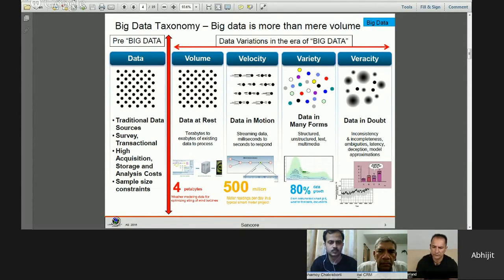This is an easy way to understand the 4 V's: the volume, velocity, variety, and veracity of what's happening with big data. A lot of people talk about the 4 V's. So if you come across this particular term, you realize that this is what most people are talking about.